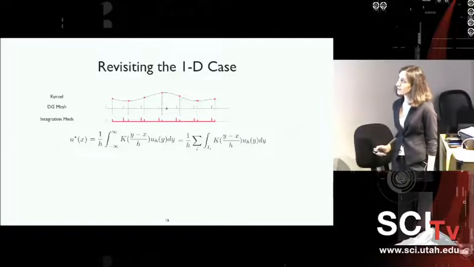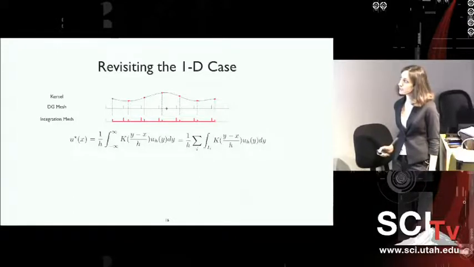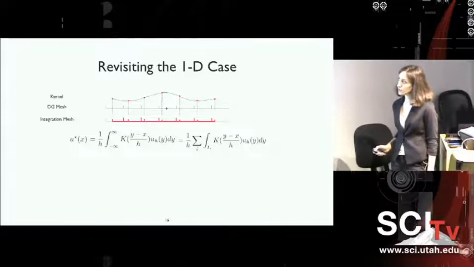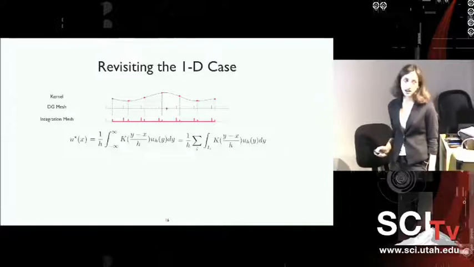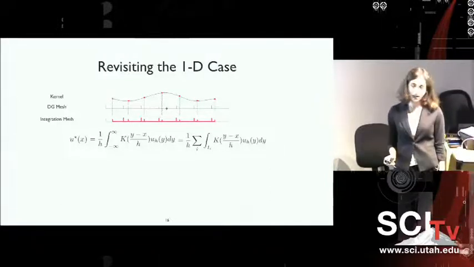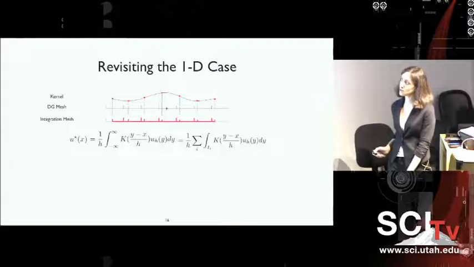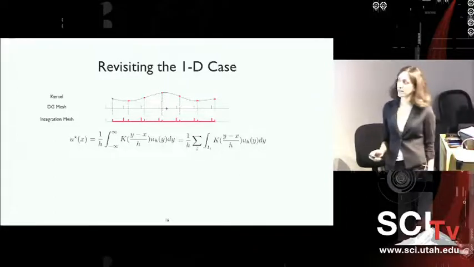So in this schematic, this curved line is my kernel. This is my DG mesh. This is the point at which I want to compute the post-processed solution. And here is what we refer to as the integration mesh. For example, if I want to evaluate this integral over this DG element, we see that here we have a breaking regularity. So to be able to evaluate that exactly to machine precision, we need to subdivide this interval into these two intervals over which there is no breaking regularity.